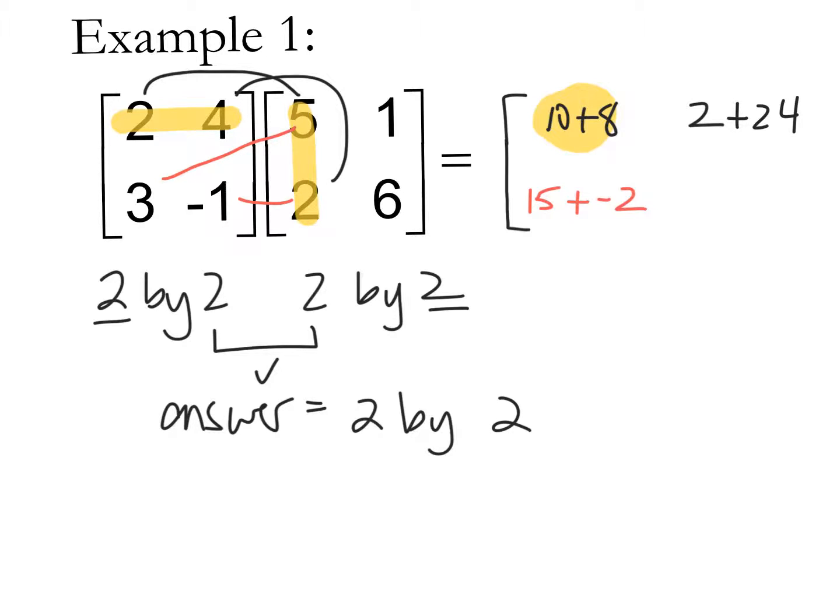And then the last thing I'm going to do is I need a spot for the bottom right, so that's the bottom row and the right column. So I'm going to do 3 times 1, which is 3, plus, and I'm going to do negative 1 times 6, which is negative 6.